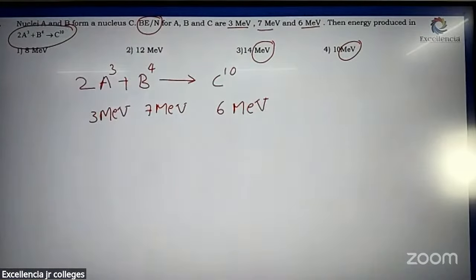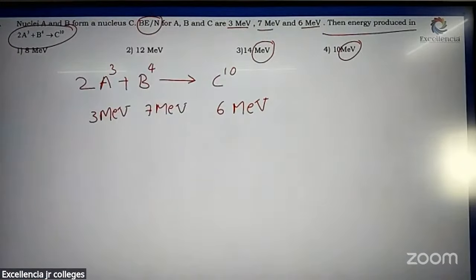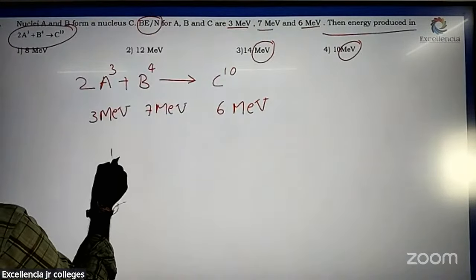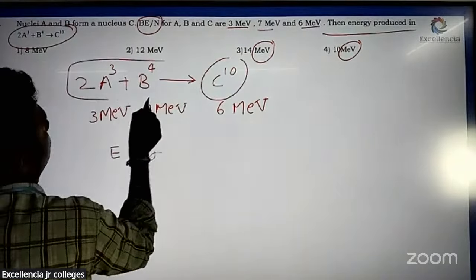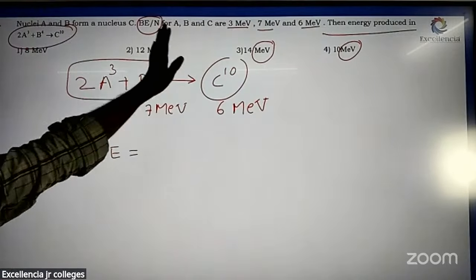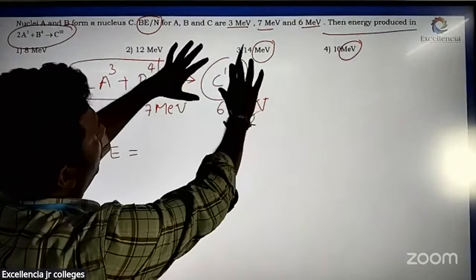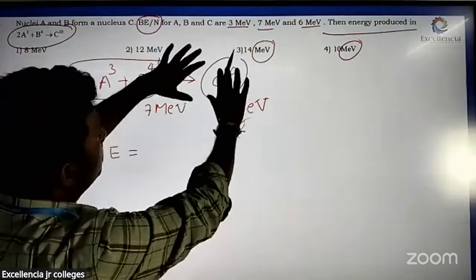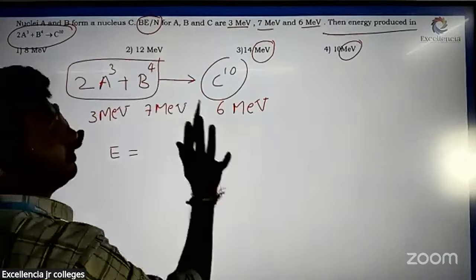So now, the energy produced in this nuclear reaction, they are asking. The energy produced in this reaction is the energy of this minus the energy of this. Generally, we call these the reactants and the products. So the total energy of the C, it is not carbon, because they have given it as A, B and C in terms of that.